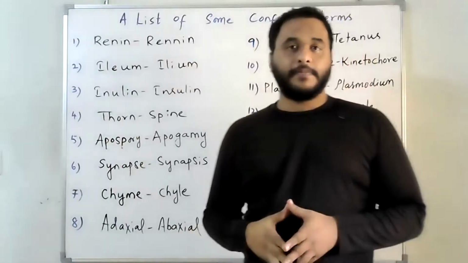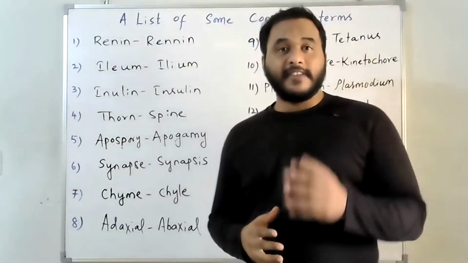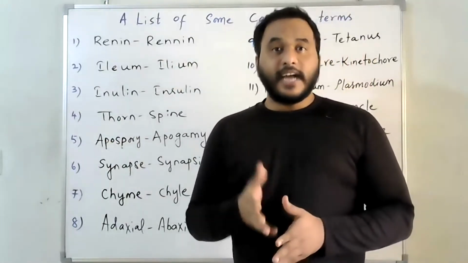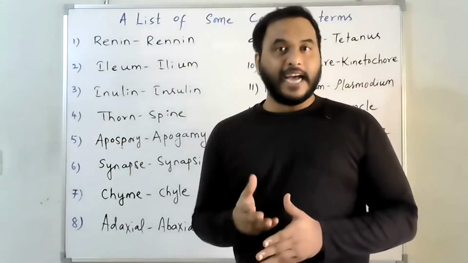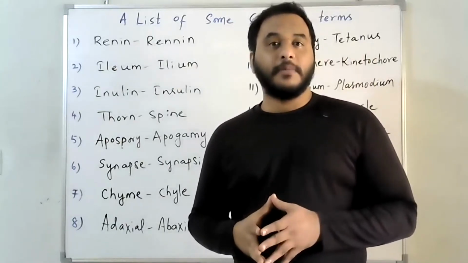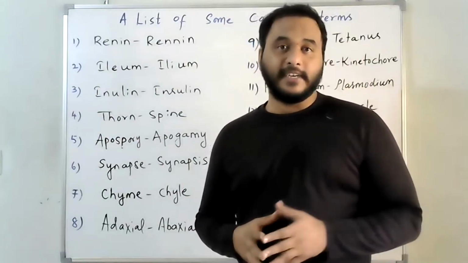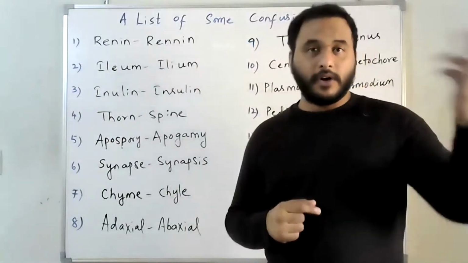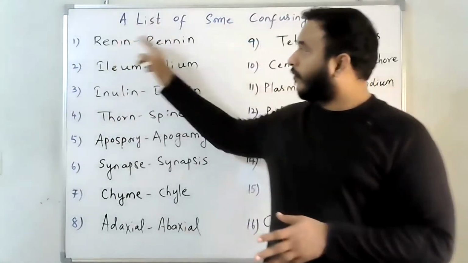Next, rennin. It's an enzyme that is secreted in the stomach that digests the proteins present in the milk, like casein. It acts on milk proteins. So there is a lot of difference.